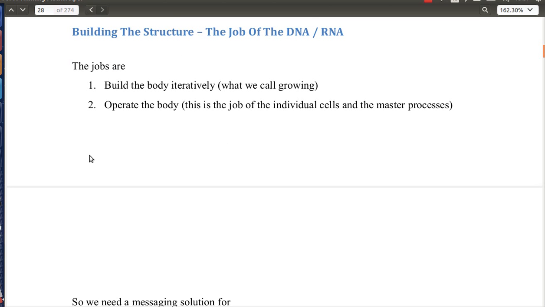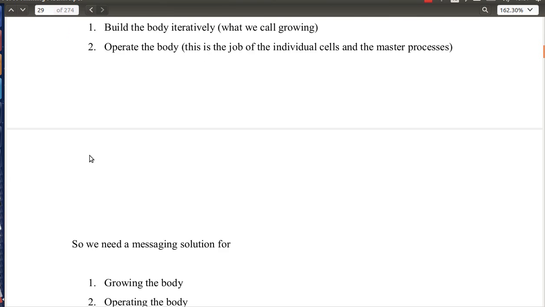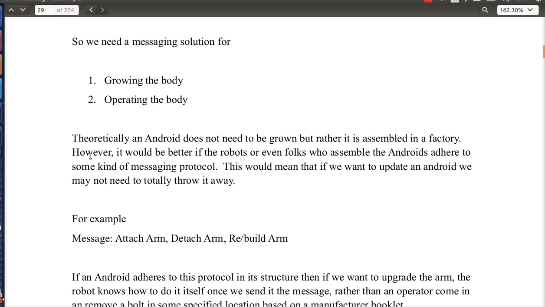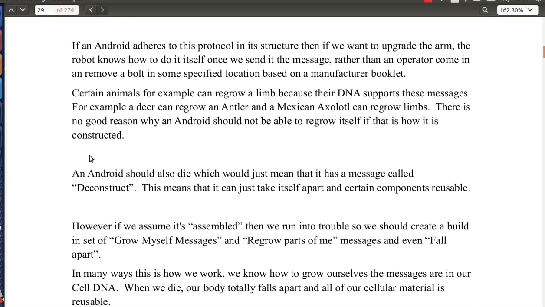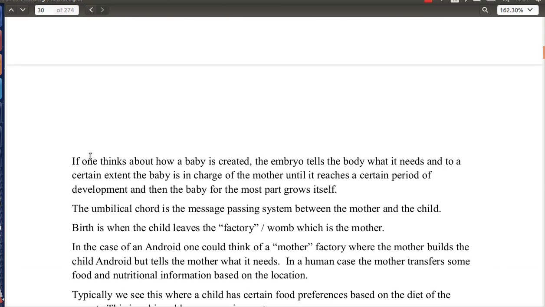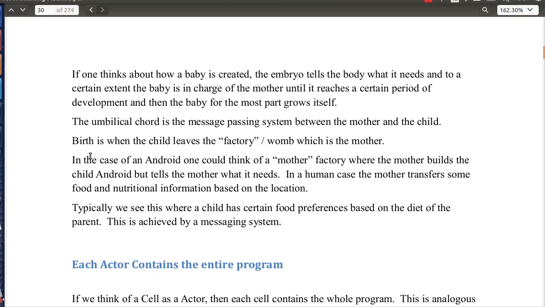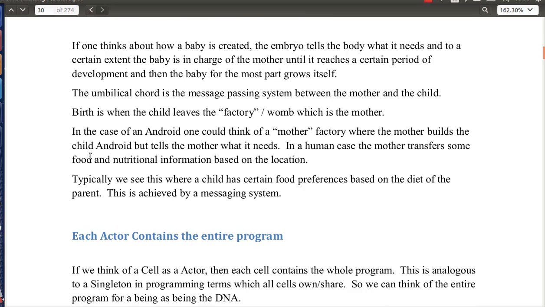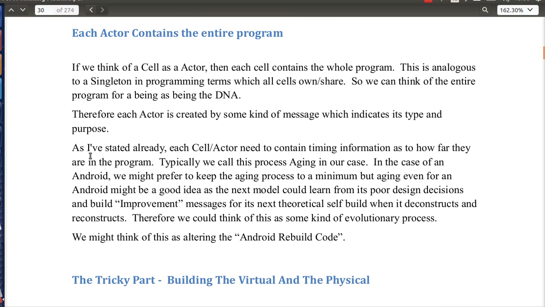Then we talk about the DNA and RNA. The basic idea is that the RNA is responsible for the mechanism by which the cell itself is built. It's like a blueprint. And then I talk next about actors.